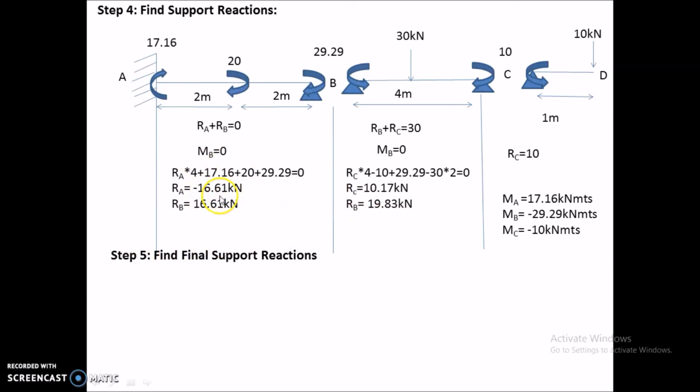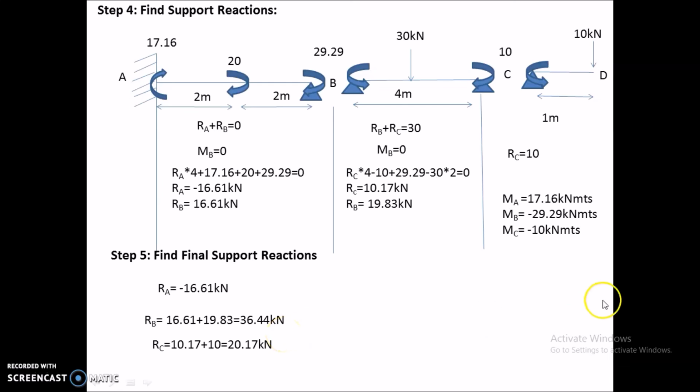Here we had only one RA value, so the RA value is minus 16.61 kilonewtons. Coming to RB, in this span it is 16.61, and in this span it is 19.83. So the final RB value will be 16.61 plus 19.83, which is equal to 36.44 kilonewtons. Now coming to the RC value, in this span BC the RC value is 10.17, and in this span CD the RC value is 10. So the final support reaction of RC is 10.17 plus 10, which is equal to 20.17 kilonewtons.